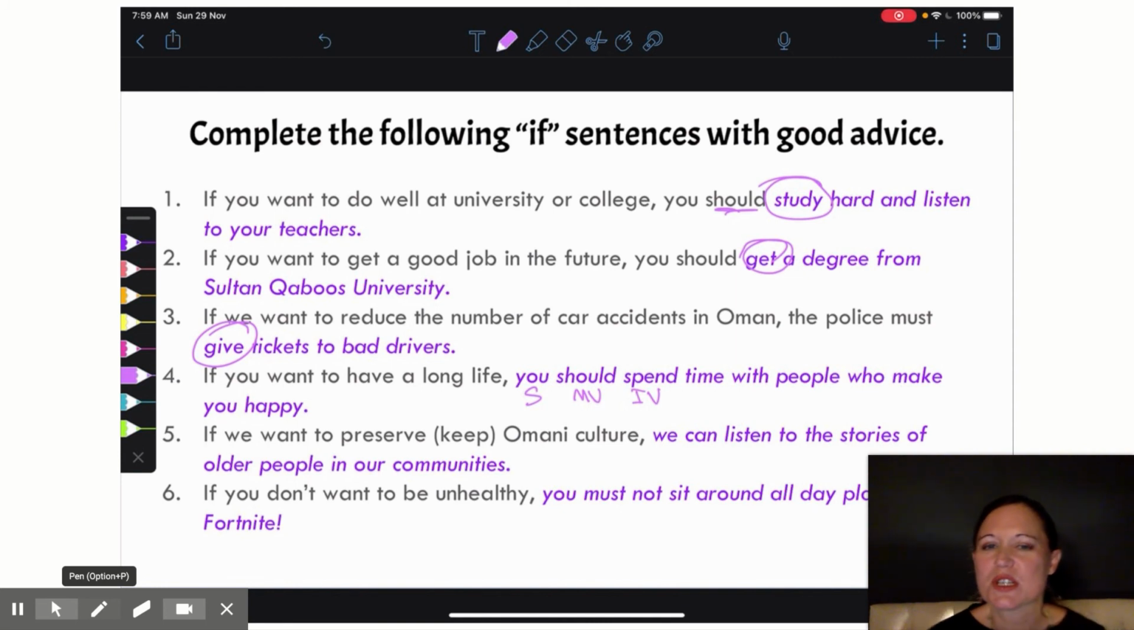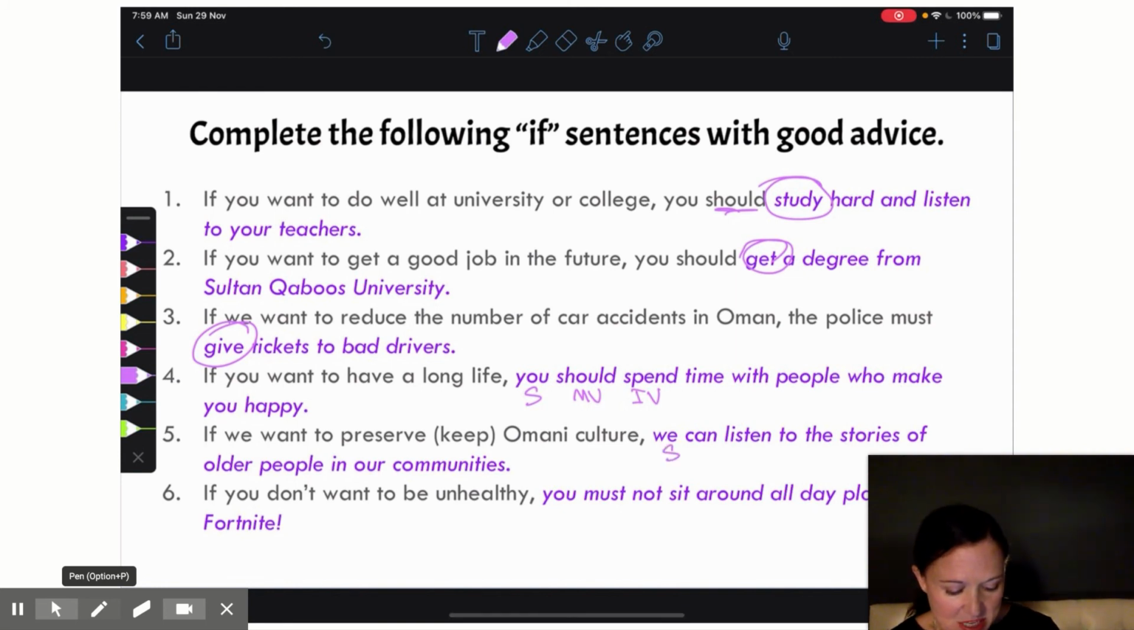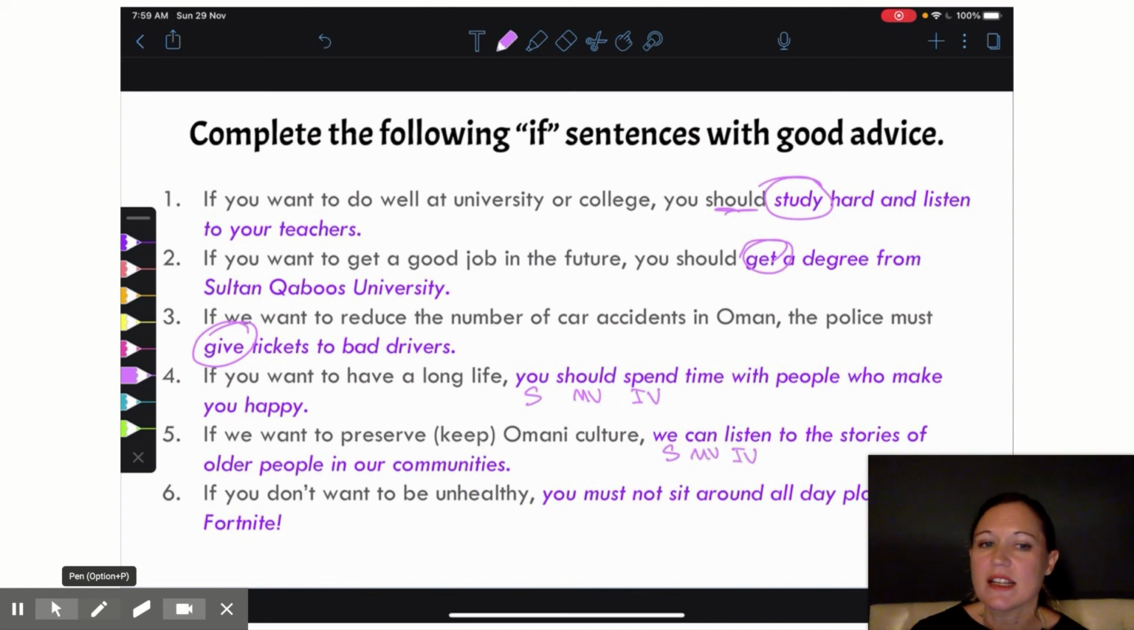If we want to preserve or keep Omani culture, again, I have subject, modal verb, infinitive verb. We can listen to the stories of older people in our communities. Go talk to your grandparents. They've got lots of fun and exciting stories to tell you, right? Write them down, make a video, keep them for your children. Be fun.